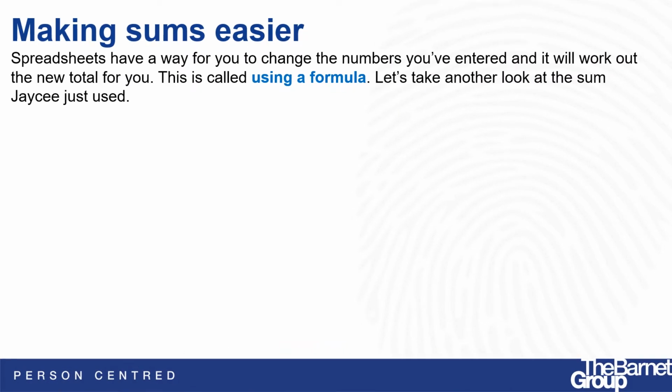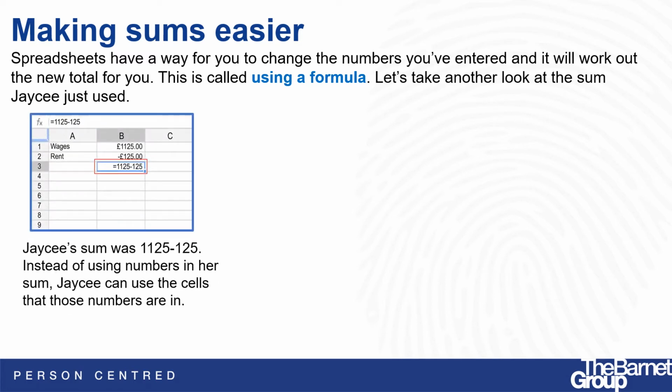Making sums easier. Spreadsheets have a way for you to change the numbers you've entered, and it will work out the new total for you. This is called using a formula. Let's take a look at the sum JC has just used. JC's sum was 1125 minus 125. Instead of using numbers in her sum, JC can use the cells that those numbers are in.